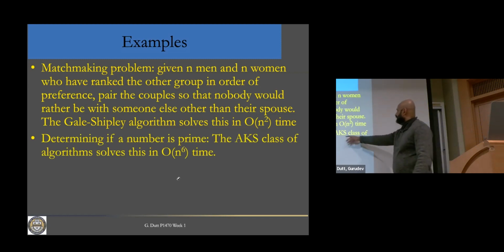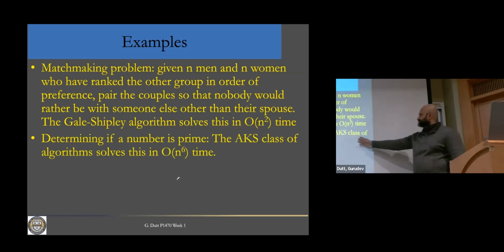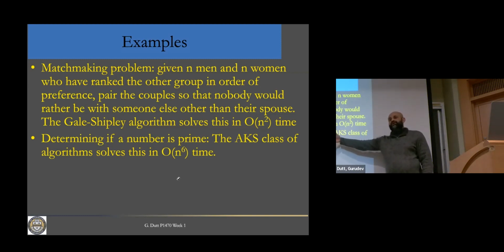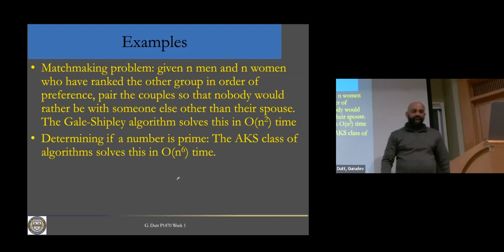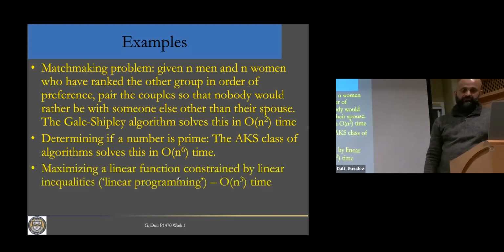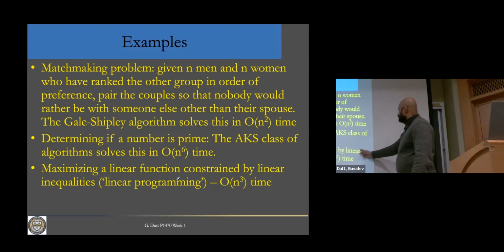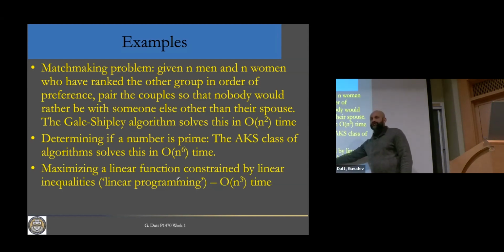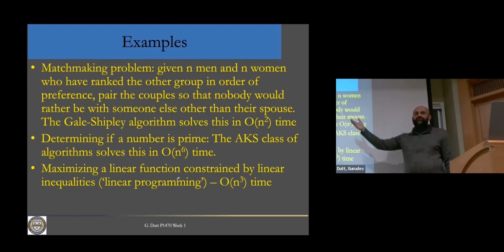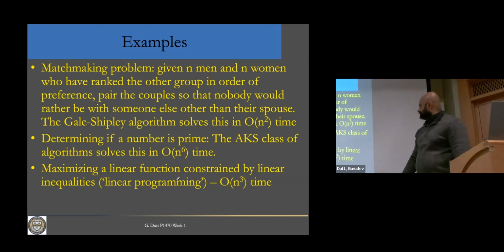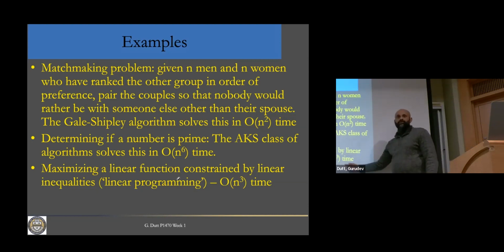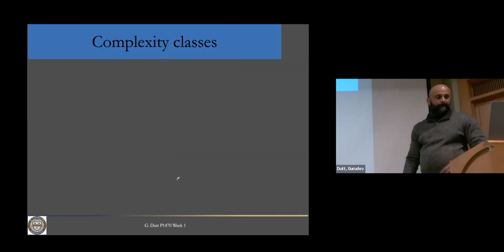With the primality decision problem, this is another decision problem. That is, if I give you a number, is it prime or not? That is solved in big O of n to the power 6. Okay. Maximizing a linear function constrained by linear inequalities. This is the famous linear programming problem, that if you take some course in operations research, or maybe you've even seen it in some math classes, that is big O of n cubed.